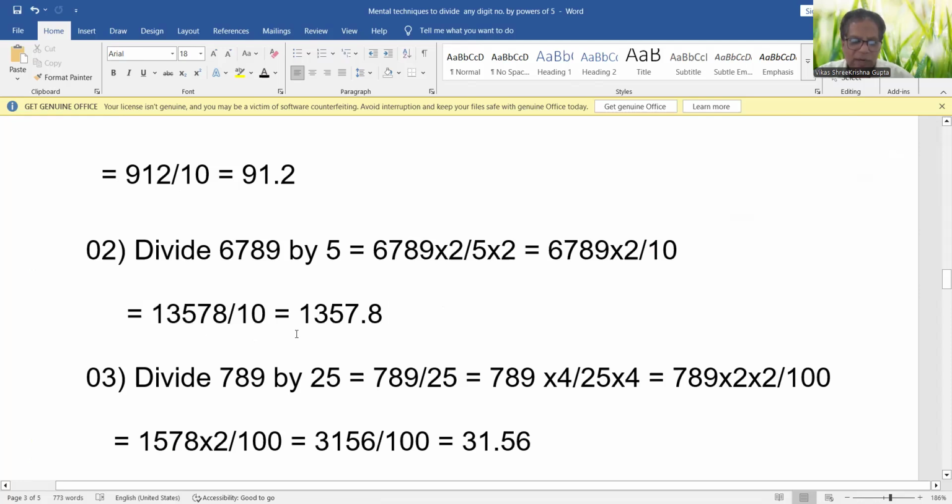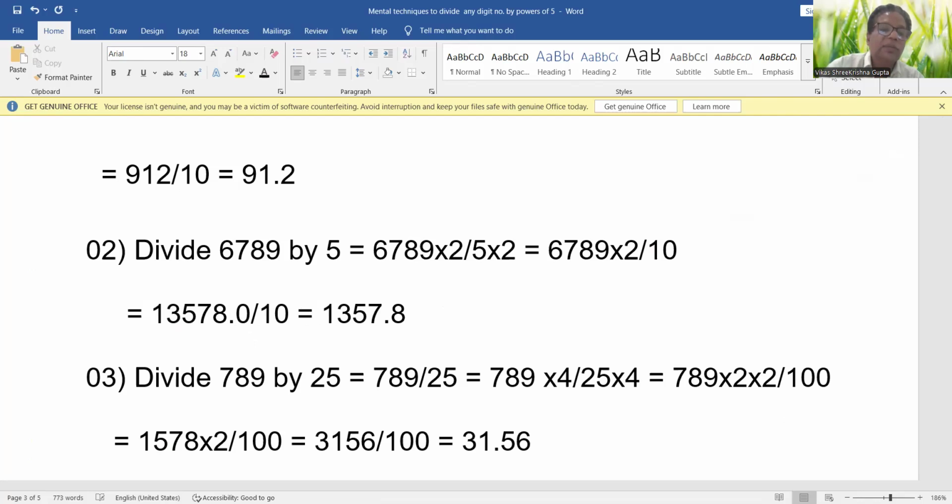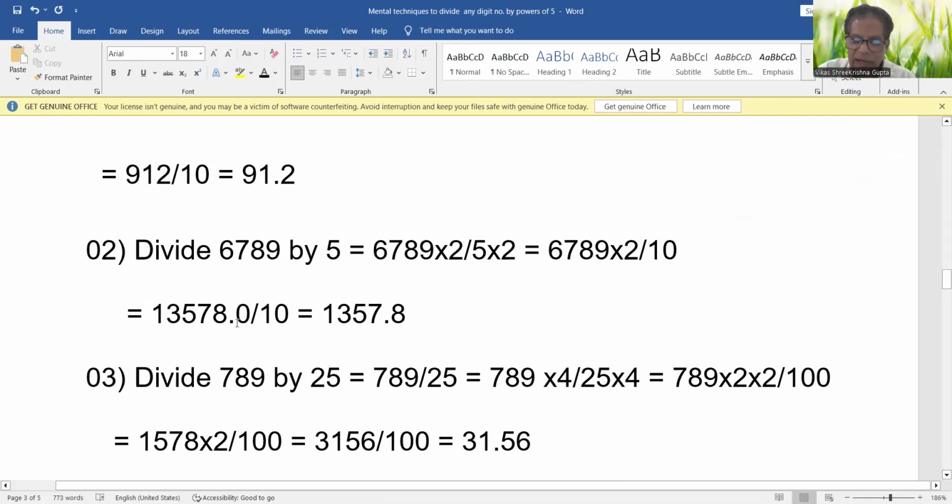Now I have to divide by 10. So I put a decimal 1 digit after 8. It means I have to shift the decimal. What does it mean? I can write this number as 13578.0. I can apply any number of 0 after the decimal. Now I write it 13578.0.